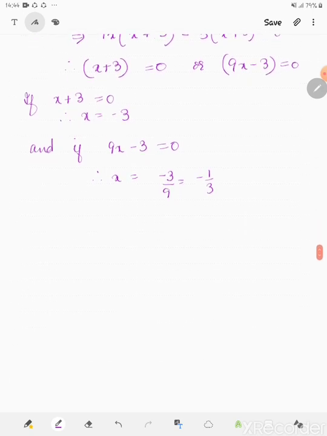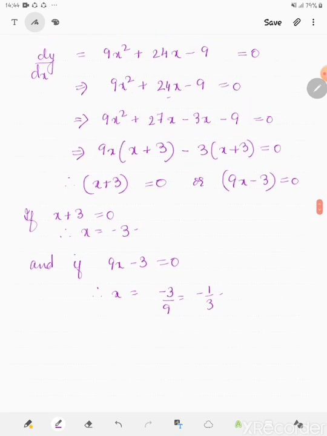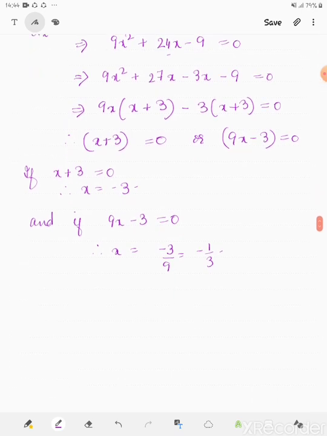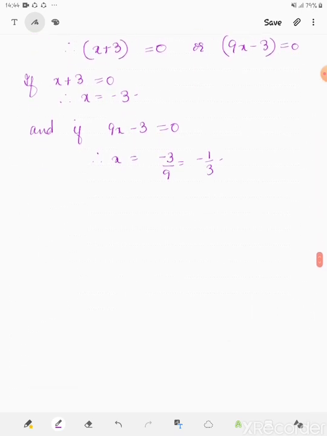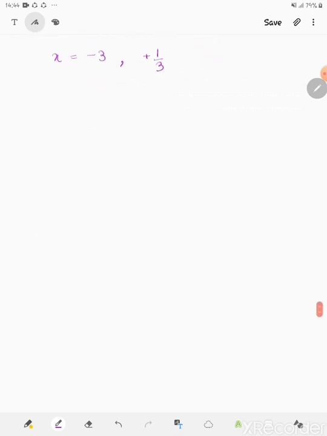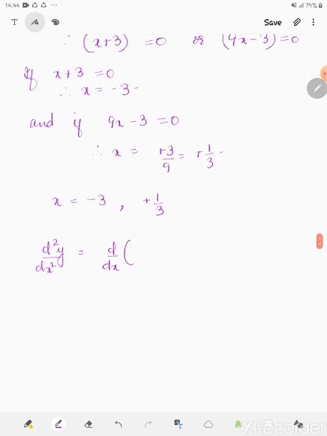Now we will have to put both these values in the function and see which is coming less than 0. But for that first we have to do the second order differentiation. हम इन दोनों वैल्यूज़ को रख लेंगे, मतलब x क्या हो सकता है, -3 भी हो सकता है अथवा, आई एम सॉरी, इट्स प्लस 1/3 भी हो सकती है ना. इन दोनों वैल्यूज़ को हम अलग ले लेंगे और फिलहाल हम d²y/dx² को सॉल्व करेंगे.